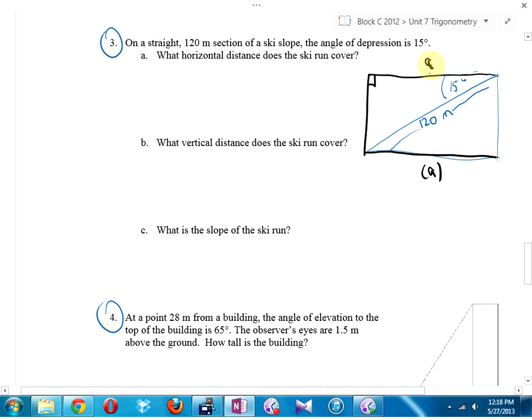Darian, did you get A and B okay? Were you wondering about part C? I was confused with the word question.